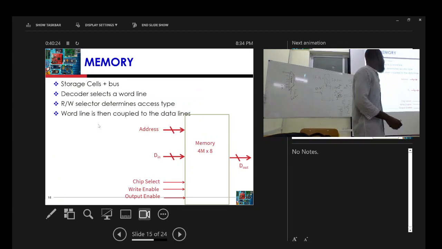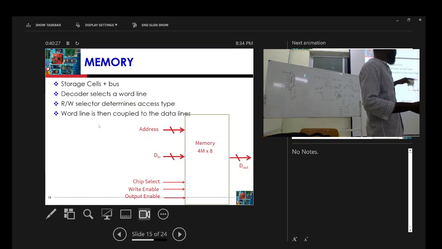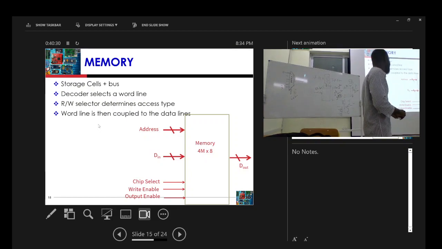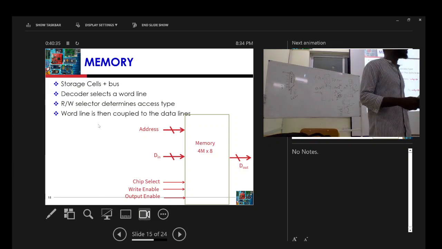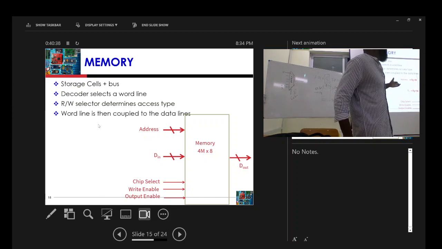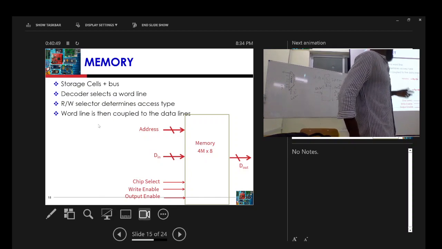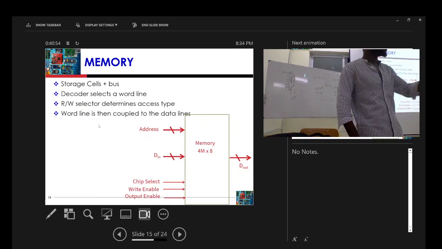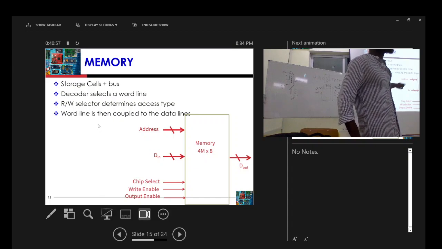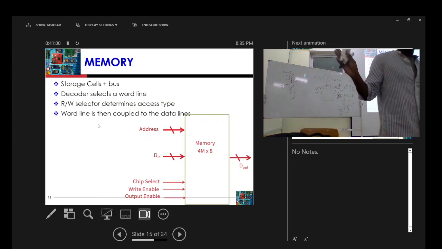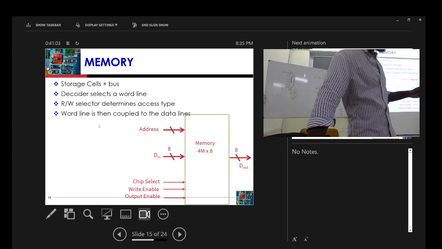Now, we have other signals to the memory. We have what is known as the chip select. If I want to write or if I want to read from the memory, the chip select must be 1. You see that all those signals, chip select, write enable, are 1 bit, right? If I want to write to the memory, the chip select must be 1 and write enable must be 1. If I want to read from the memory, chip select must be 1 and output enable must be 1. Simple stuff like this. Do you understand?